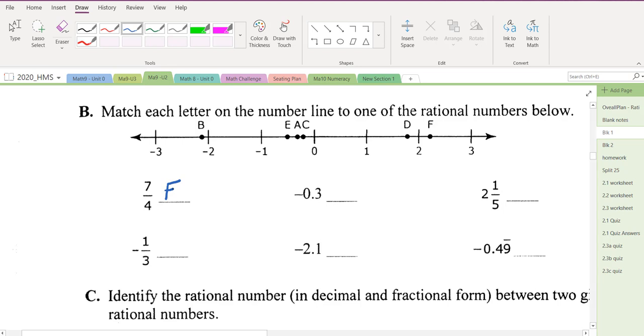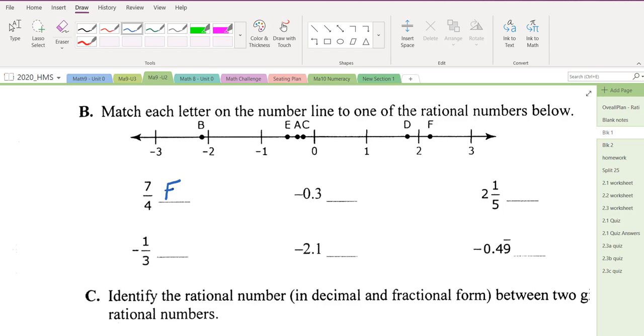Isaiah? I also disagree, but I think F is 2 and 1/5. Now I would agree with Isaiah. Now how do we come up with determining which one's the correct one?